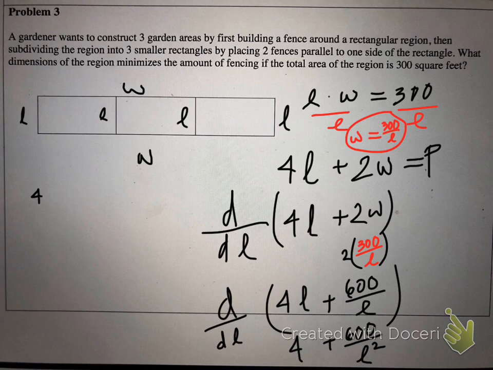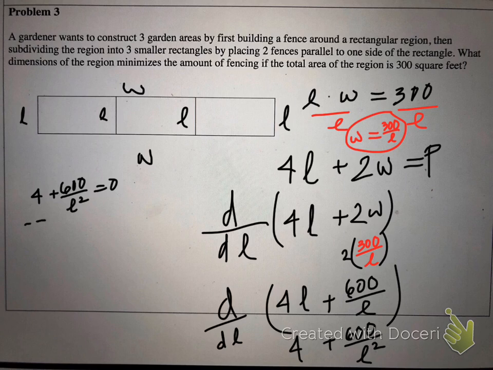4 plus 600 L squared equals 0. And then we're going to solve for L, and that's going to give us the minimum length of the shape once we solve this.